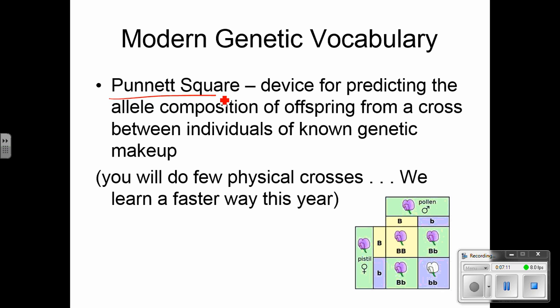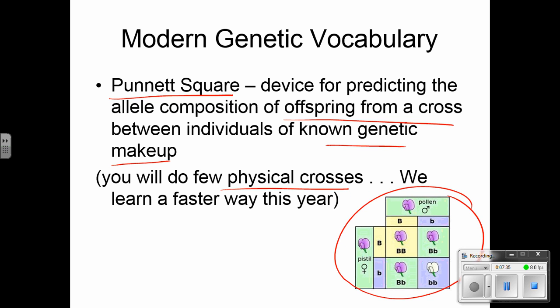So a Punnett square is a device that we use for predicting what the offspring of a cross are going to look like, or what their genetic makeup is going to be, if we know the genetic makeup of the parents. This is a Punnett square. You've seen them before. This is probably nothing new this year. However, we're going to do a few of them physically drawing out these boxes, but then I'm going to teach you a faster way, because when you get talking about 3 or 4 or 5 traits, these boxes become huge and they're just time consuming. And there is a faster way to do this.